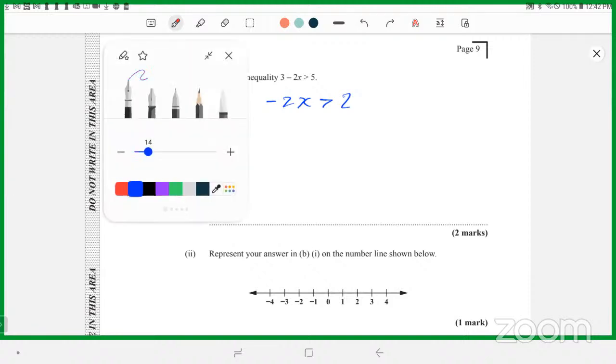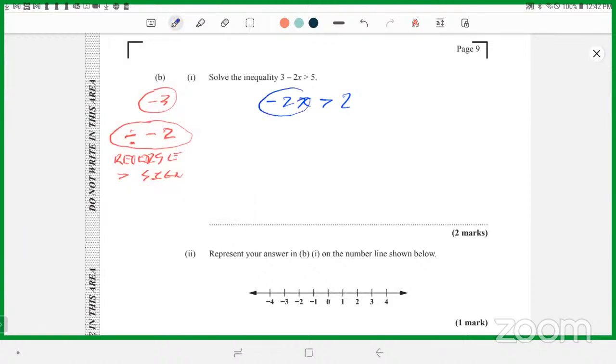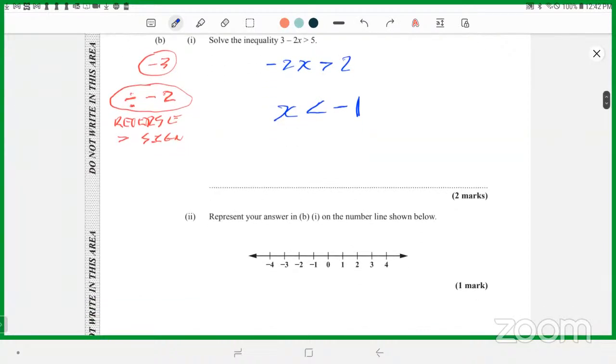So let's do it now. When I divide this side by the negative 2, they cancel and leave just x. I'm going to get x on this side. The sign has to be reversed from a greater than to a less than. And then when I divide this 2 by negative 2, it becomes a negative 1. 2 divided by negative 2 is negative 1. So this is my solution.